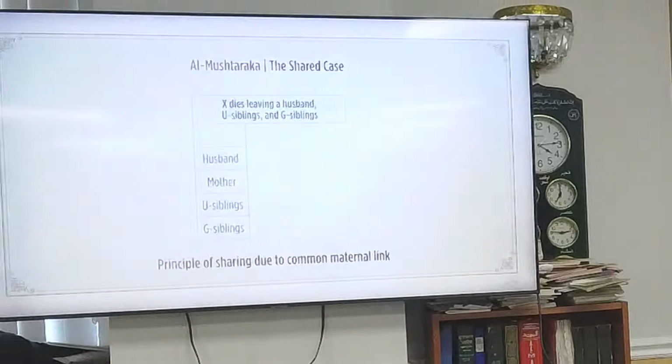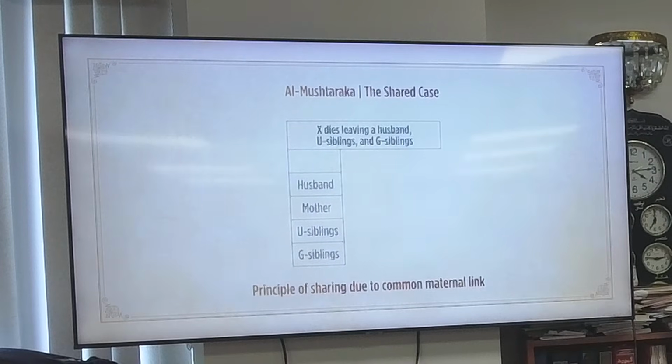Okay. Let's take some examples. The shared case, called al-mushtaraka. Say a woman dies, leaving a husband, uterine siblings (half siblings from their mother's side), and full siblings. This took place at the time of Umar radiallahu anhu. It's called al-mas'alatu al-mushtaraka or al-mas'alatu al-hajariyya. In the Hanafi school, the husband gets a half, the mother gets a sixth, the uterine siblings get a third, and the full siblings get 0. And it's similar, I believe, in the Hanbali.